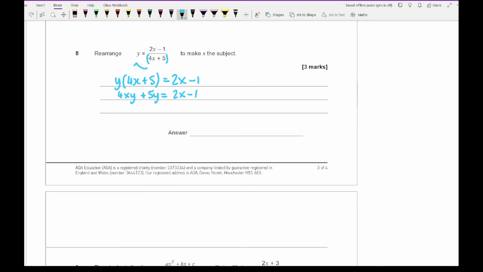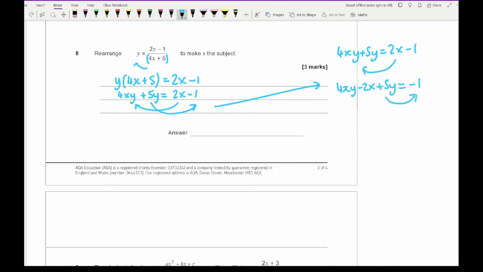I then want to take this 2x to the other side and take the 5 over to this side. What I end up with then, let me make a bit more room, so I'll just write that out again. And so take the 2x over to this side. So I've got 4xy minus 2x plus 5y equals minus 1. Then take the 5y over to the side. So I've got 4xy minus 2x equals minus 1 minus 5y, and then factorize this.